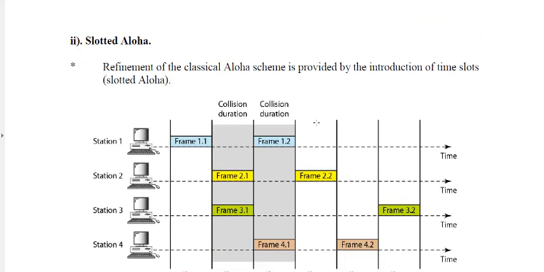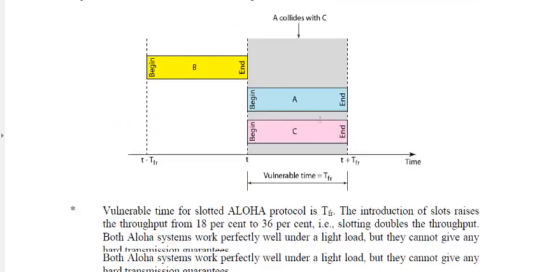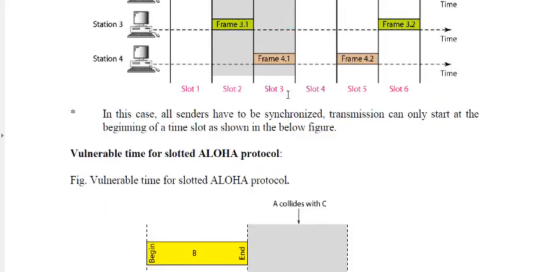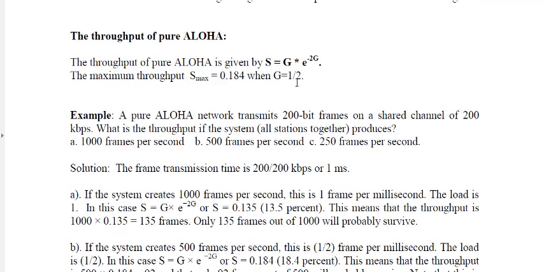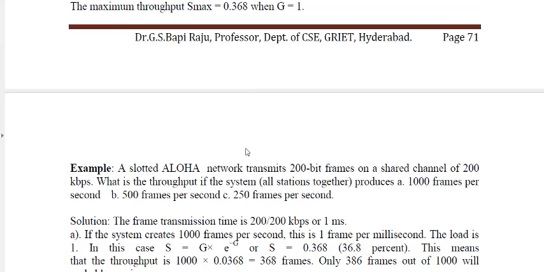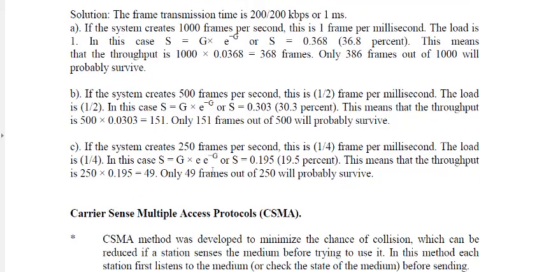The second thing is slotted Aloha. We have already seen this, because in slotted Aloha the only difference is that the frames are sent at the beginning of the time slot. Coming to vulnerability, this also has a different principle: S = G e^(-G). In pure Aloha it is e^(-2G), but in slotted Aloha it is e^(-G). The same way, you can take the same example, put all the values in G, e, and S, and you'll get the throughput.